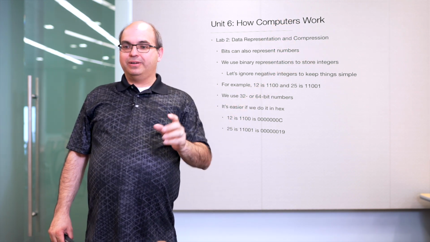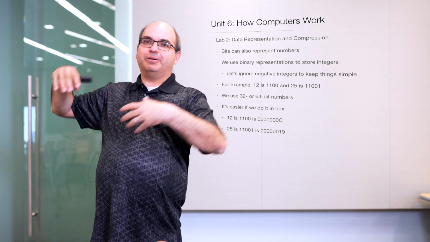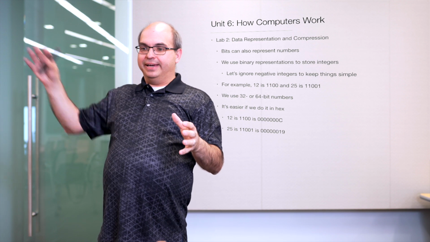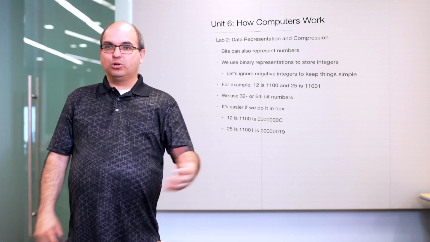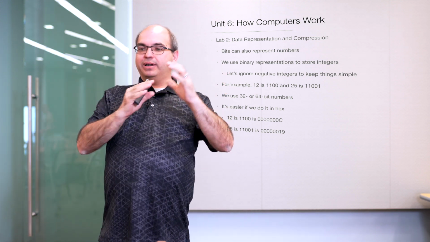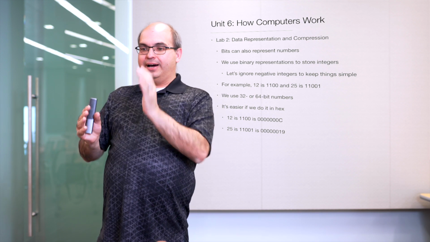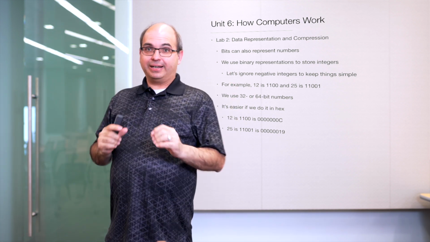Okay, so 12, which is 1100 in binary, is actually lots of zeros, I mean, it's 64 bits, and then 1 capital C. The C actually is 1100. 25, lots of zeros, leading zeros, and then 1, 9. The 1 is that 001 at the front. The 9 is the 1001 that follows it. Every 4 bits becomes a hex digit.